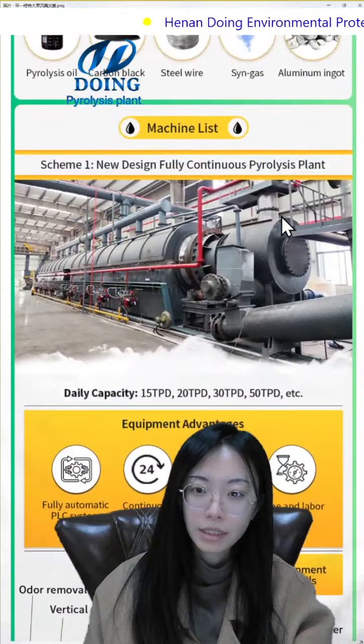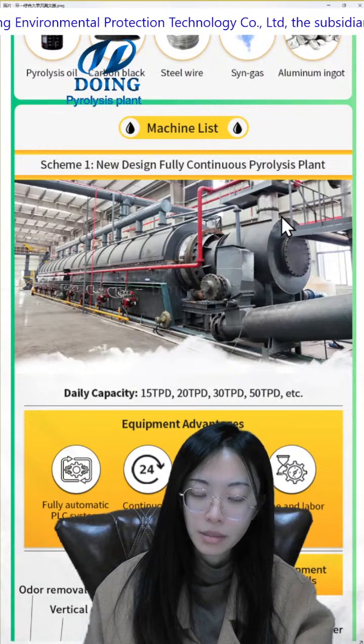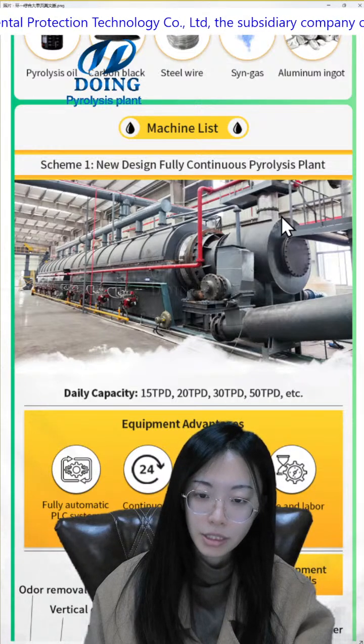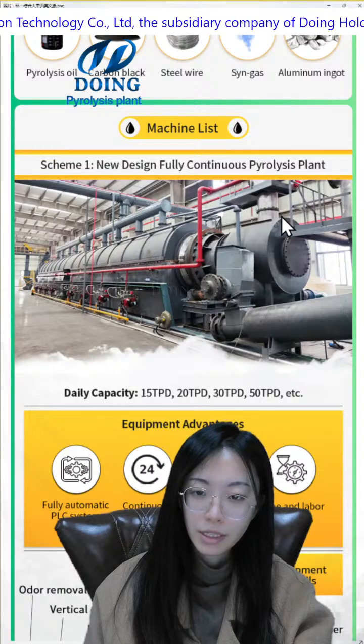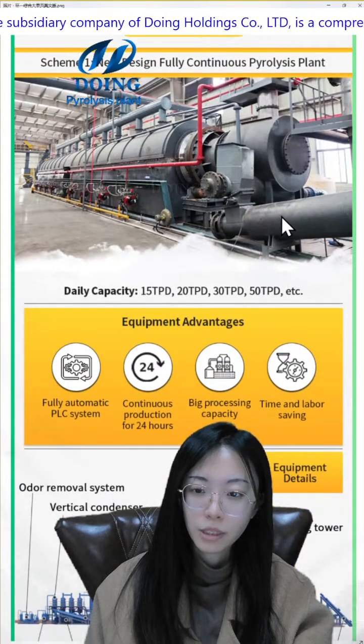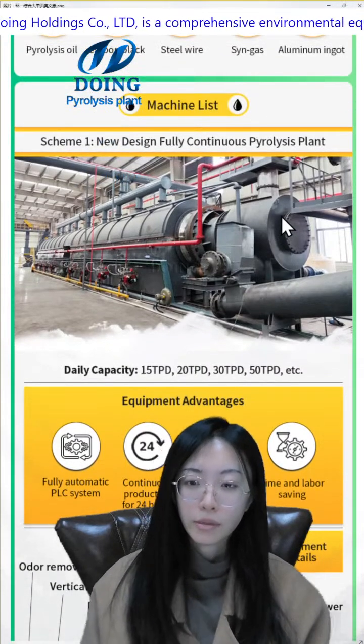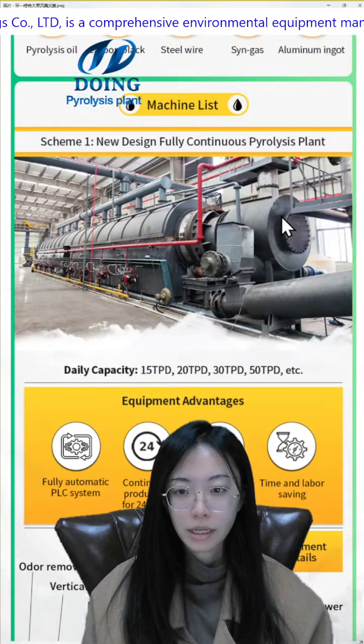And the newest technique, the fully continuous pyrolysis plant, can work 45 to 60 days without stop and has the highest efficiency. It's much more environmentally friendly and much safer. It's much more time and labor saving, fully automatic. Any equipment you want to know more about, you can just tell me.